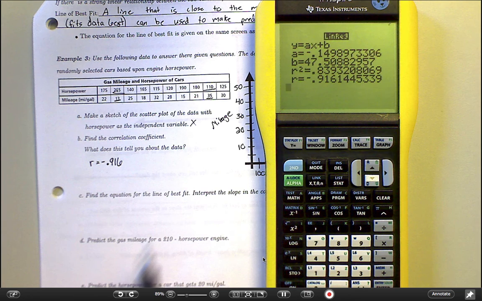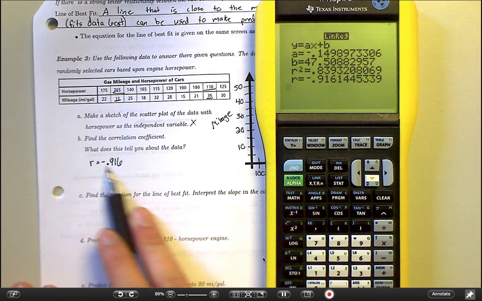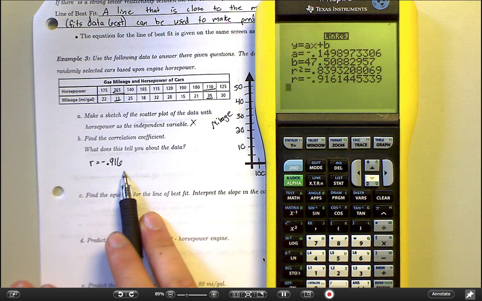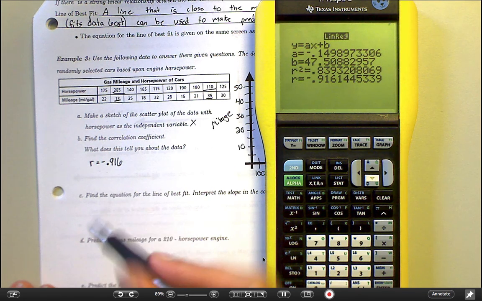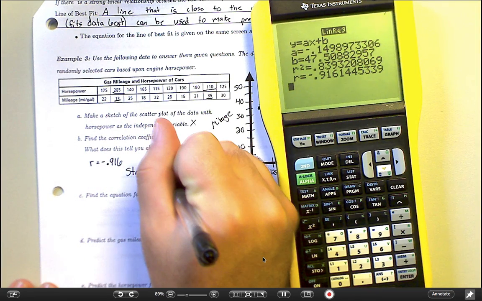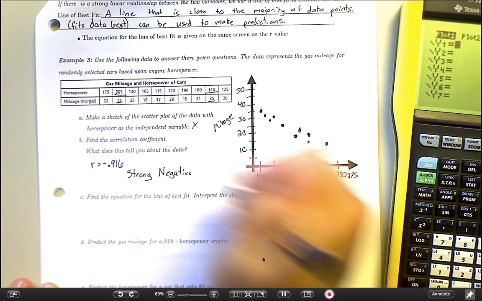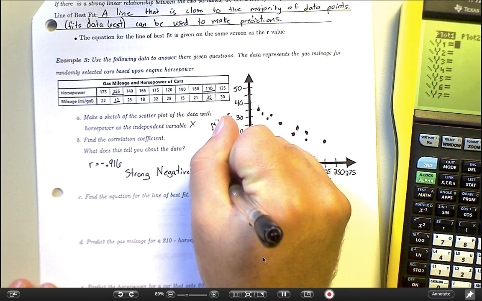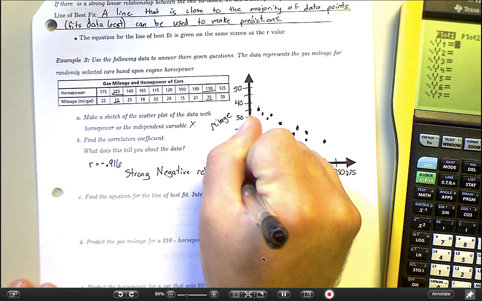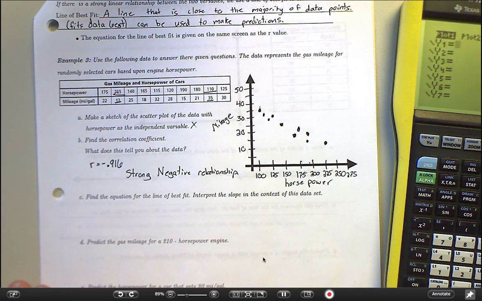Okay, and then this asks us, what does that tell you about the data? So this is negative and it's relatively strong. It's pretty close to 1, about a 0.9. So we would say this is a strong negative relationship. And that's our typical response for what does that mean: strong or weak, positive or negative. So this one is strong negative.